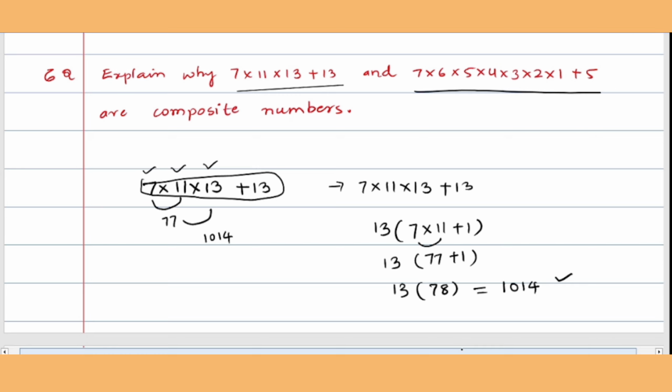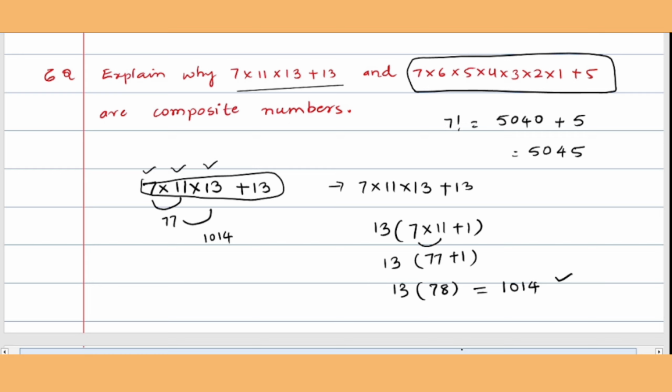Now we have a bigger number, that is 7 multiplied by 6 multiplied by 5, 4, 3, 2, 1 plus 5. Similarly, this is just 7 factorial, which is 5040. So we have the value of 7 factorial, which is nothing but 5040. So we are really doing 5040 plus 5, we have 5045.